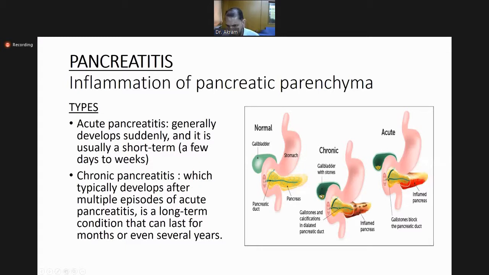When this stone passes into and obstructs the pancreatic duct, the pancreatic parenchyma becomes swollen, the enzymes become released, and a picture like this is developed. The pancreas becomes inflamed and necrosed. And then there is calcification, saponification, the pancreatic duct becomes dilated, and the whole pancreatic parenchyma becomes swollen.